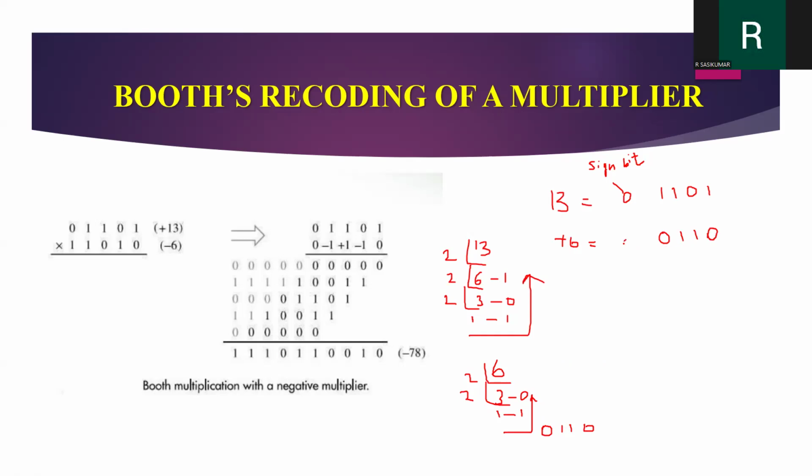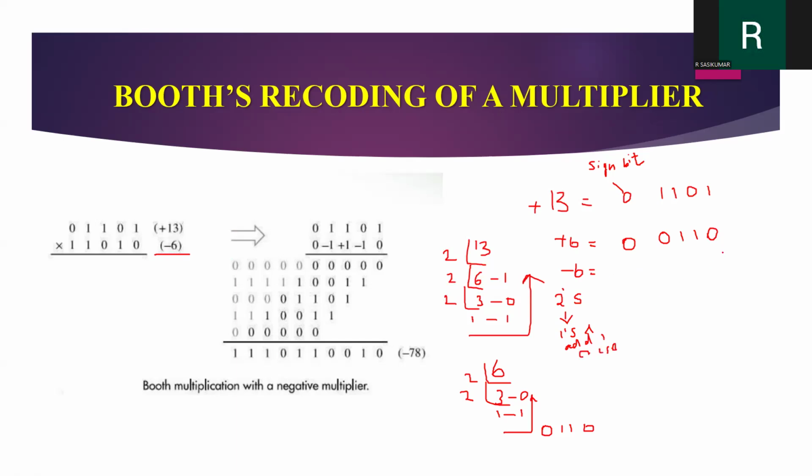What is the sign bit? The sign bit is 0 for a positive number, and 1 for a negative number. So we have plus 13 and plus 6, but in the problem we have minus 6. So minus 6 means you have to take the 2's complement. How do we take 2's complement? Take the 1's complement and add 1 at the LSB.